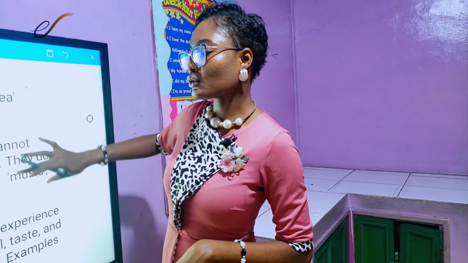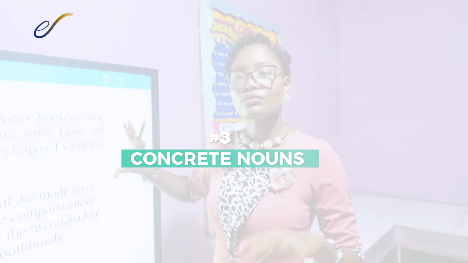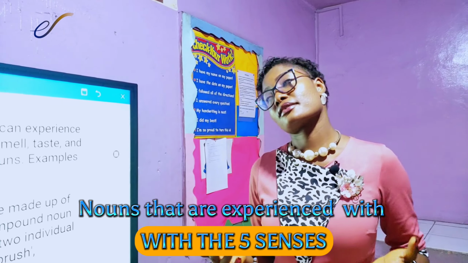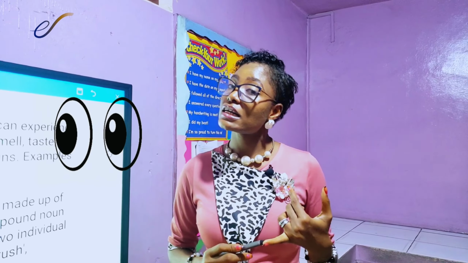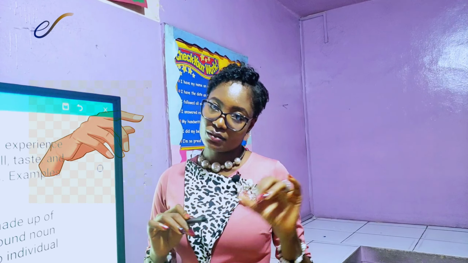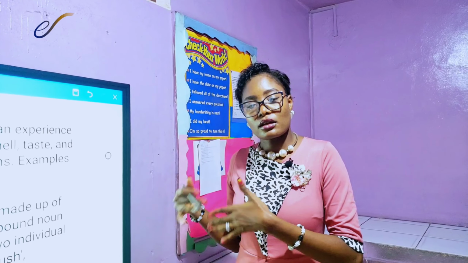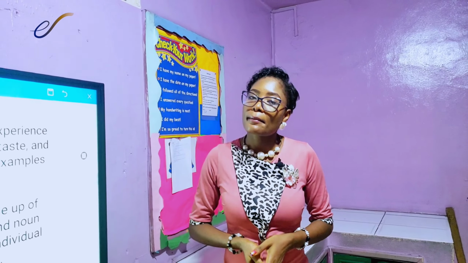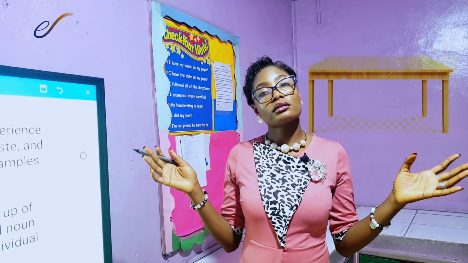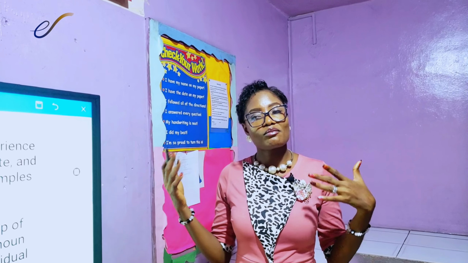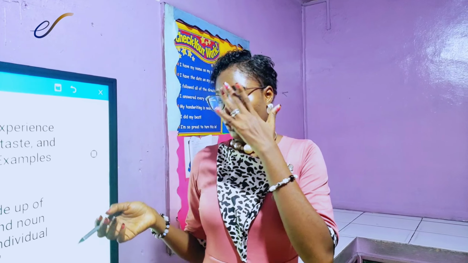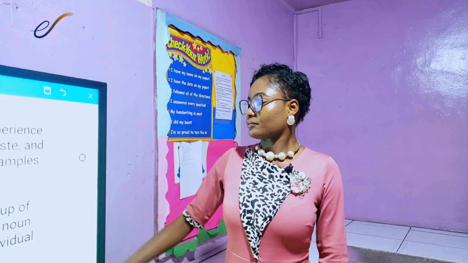Okay, after this, we want to look at concrete nouns. These are nouns that you can experience through your 5 senses. We're talking about the senses of sight, hearing, smell, taste, and touch. So they're the exact opposite of abstract nouns. Examples of concrete nouns: apple, flower, table, book. So why don't you think of more concrete nouns? Things that you either see, touch, taste, smell, or hear.